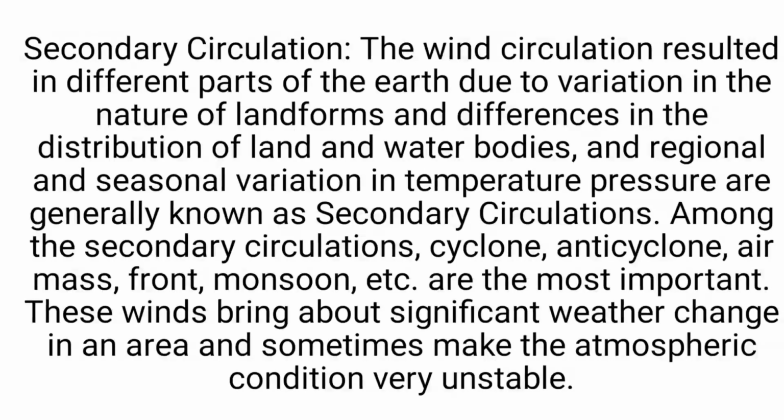Secondary circulation: the wind circulation resulting in different parts of the earth due to variation in the nature of landform and differences in the distribution of land and water bodies, and regional and seasonal variation in temperature and pressure, is generally known as secondary circulation. Among the secondary circulations, cyclone, anticyclone, air mass, front, monsoon, etc. are the most important. These winds bring about significant weather change in an area and sometimes make the atmospheric condition very unstable.